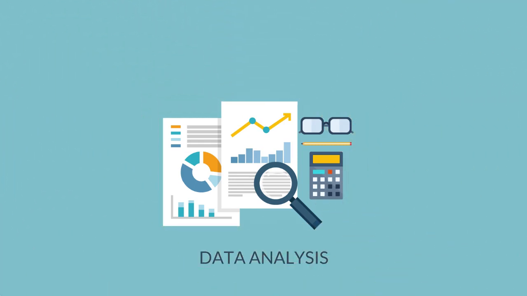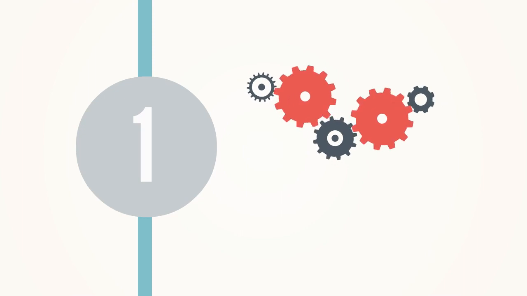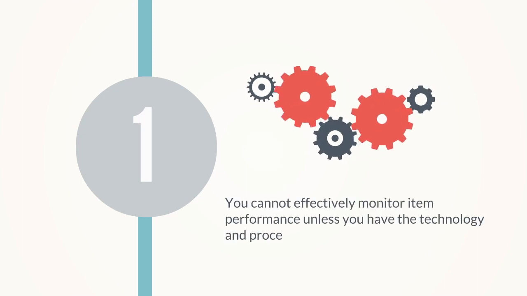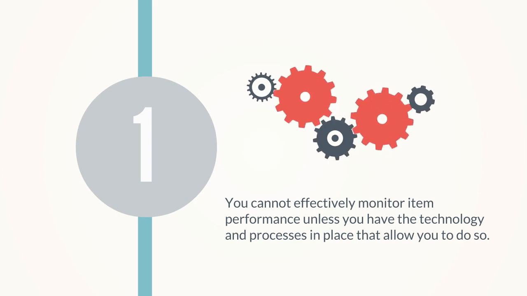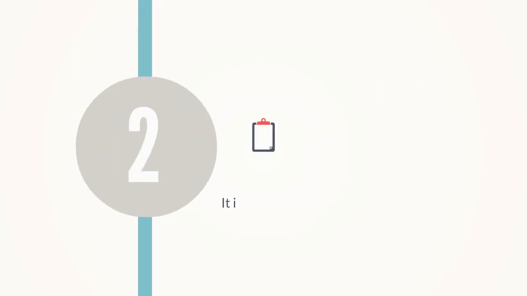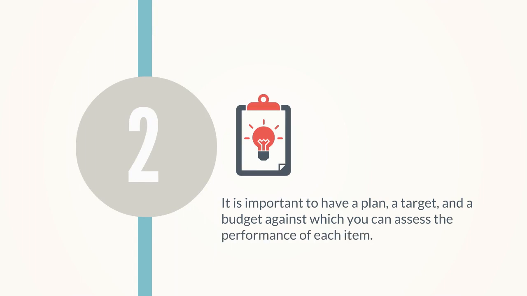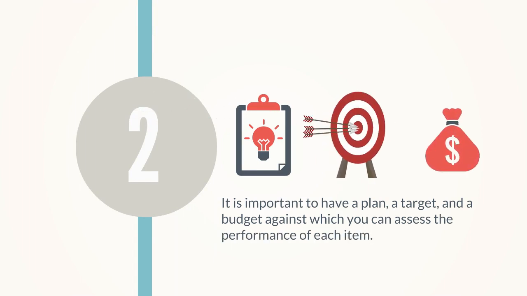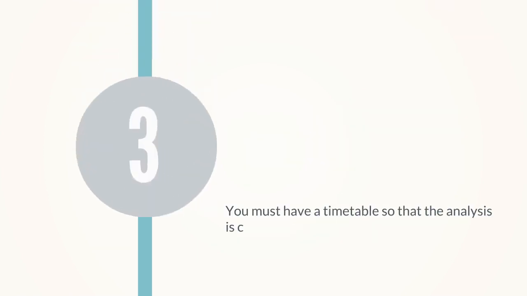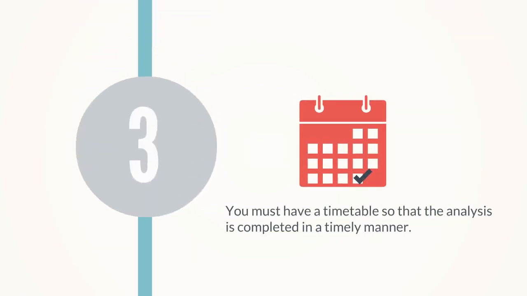Data analysis is the subject matter of many other modules in our training program, but there are some key observations we can make here. Firstly, and most obviously, is that you cannot effectively monitor item performance unless you have the technology and processes in place that allow you to do so. Secondly, it is important to have a plan, a target, and a budget against which you can assess the performance of each item. Thirdly, you must have a timetable so that the analysis is completed in a timely manner.